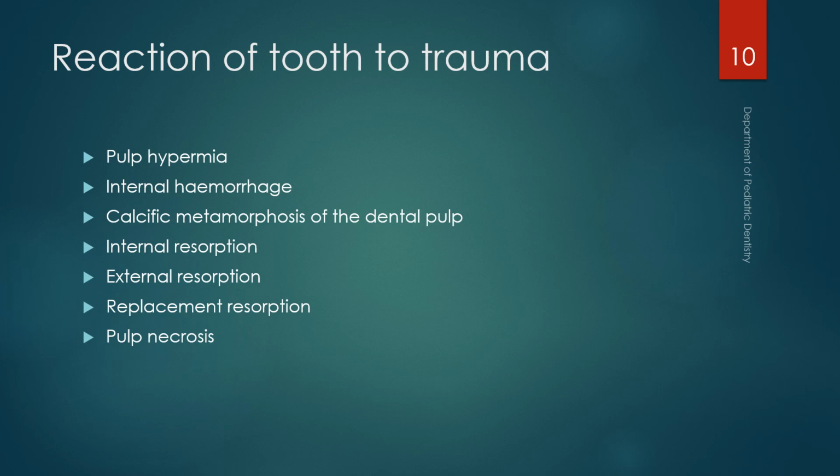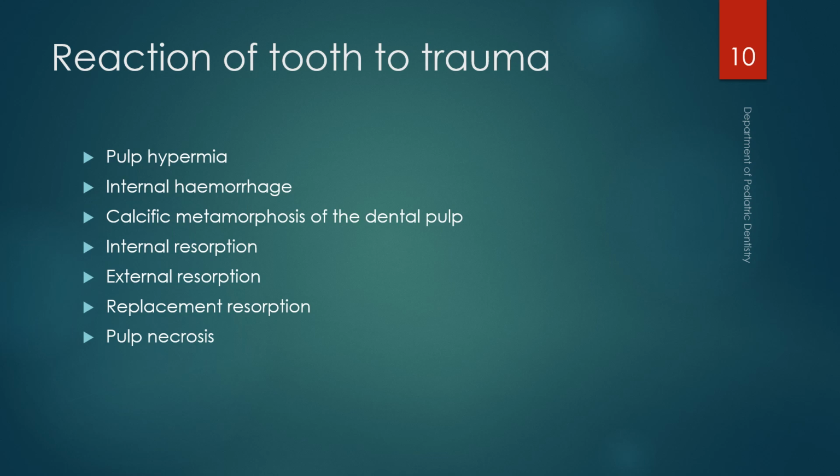So because of the accessory canals, it can so happen that the inflammatory cells from the pulp enter into the periodontal ligament space, and then they start resorbing the external surface of the root. So it can happen. Okay, and the last reaction of the tooth to trauma is the pulp necrosis, right?